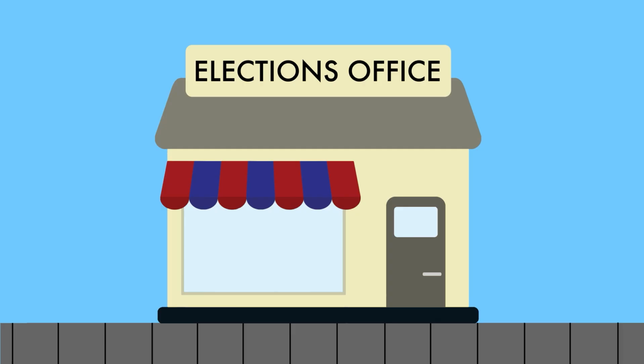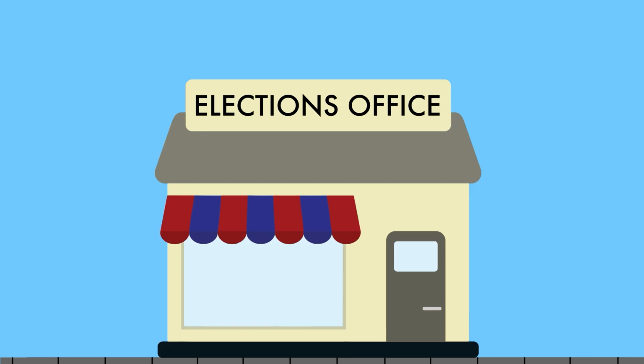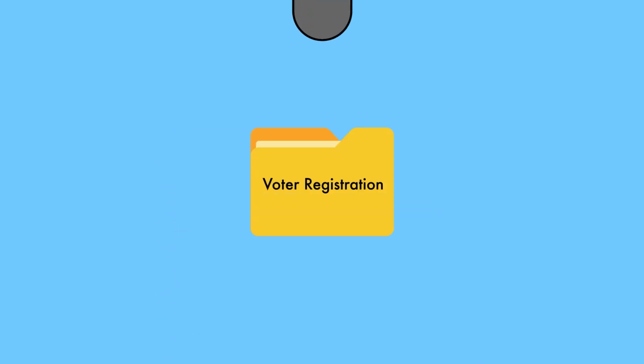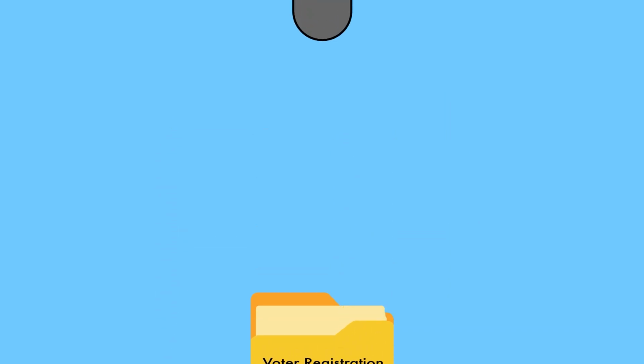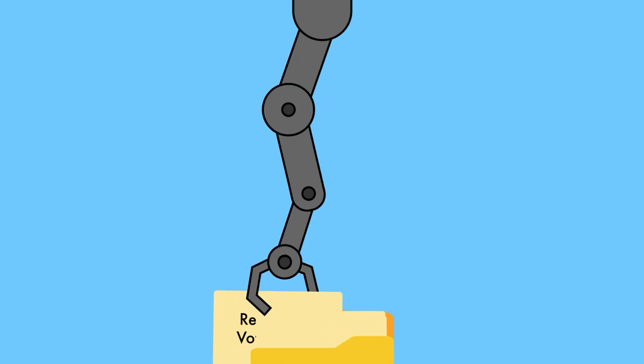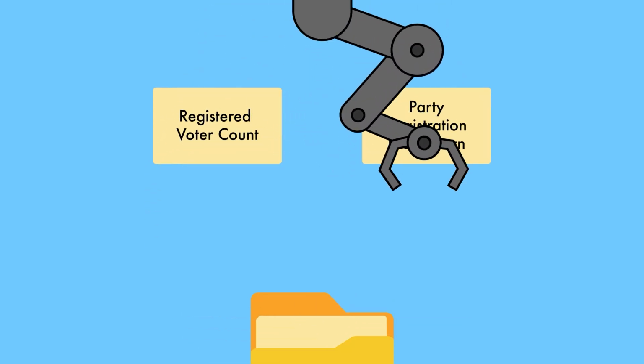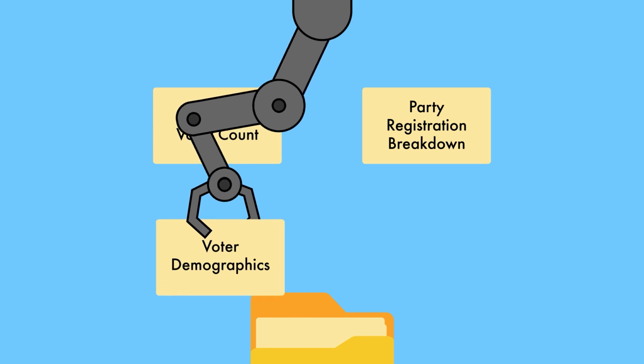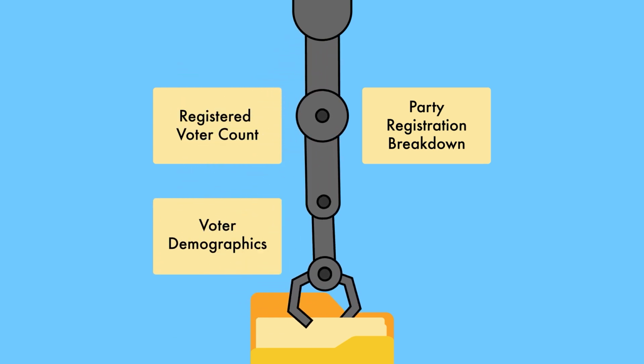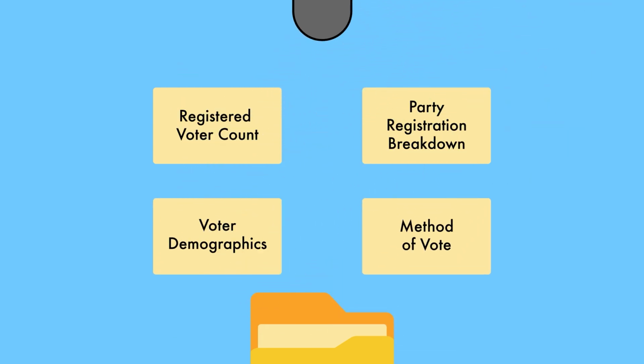After every statewide election, every elections office in California sends us a precinct-level voter registration file. We process this file to include the number of registered voters, party registration breakdown, and demographic data for registered voters in each registration precinct. The registration files also include the method through which voters cast their votes, for example, at a polling place or via a vote-by-mail ballot.